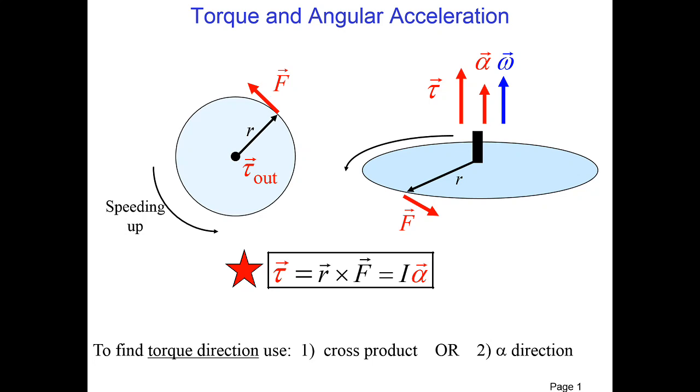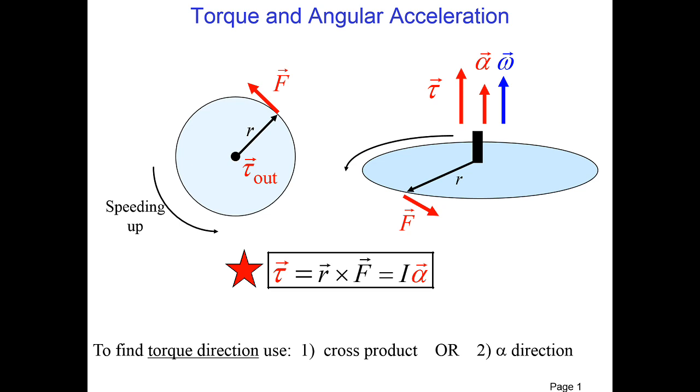Okay, so next we want to know what happens when you apply a torque to an object. In a lot of ways, this is just like the second law for linear motion. There, the force is equal to the mass times the acceleration. And for rotational motion, the torque is equal to the moment of inertia times the angular acceleration. So the torque here is analogous to force, the moment of inertia is analogous to mass, and the angular acceleration is analogous to regular acceleration.